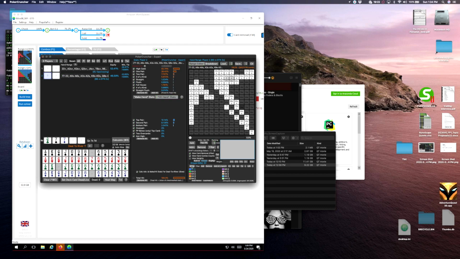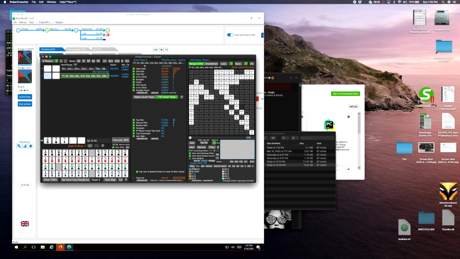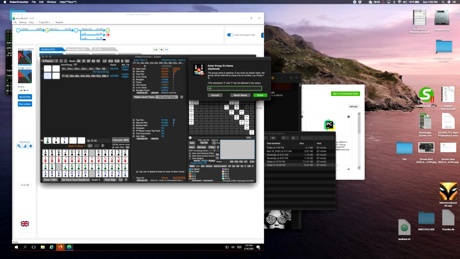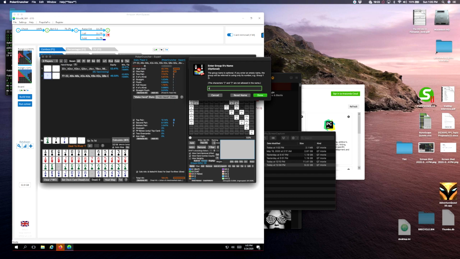So we're going to start by naming some groups. The first group can be called bluff raise. The second group can be called calls. The third group is going to be our value raise. The fourth group is going to be our check fold.